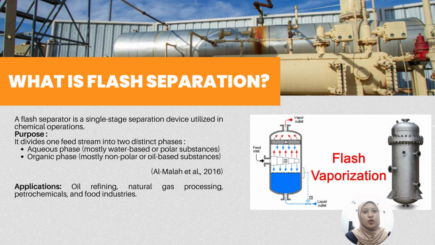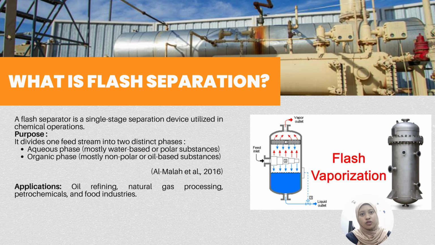Next, let me explain what flash separation is. Flash separation is a single-stage separation process widely used in the chemical industry. The main purpose of this process is to separate a feed stream into two distinct phases, which are the aqueous phase, mostly water-based or polar substances, and the organic phase, which is usually non-polar or oil-based substances. This process happens very quickly, hence the term flash. It is commonly used in oil refining, natural gas processing, the petrochemical industry, and even in the food industry.